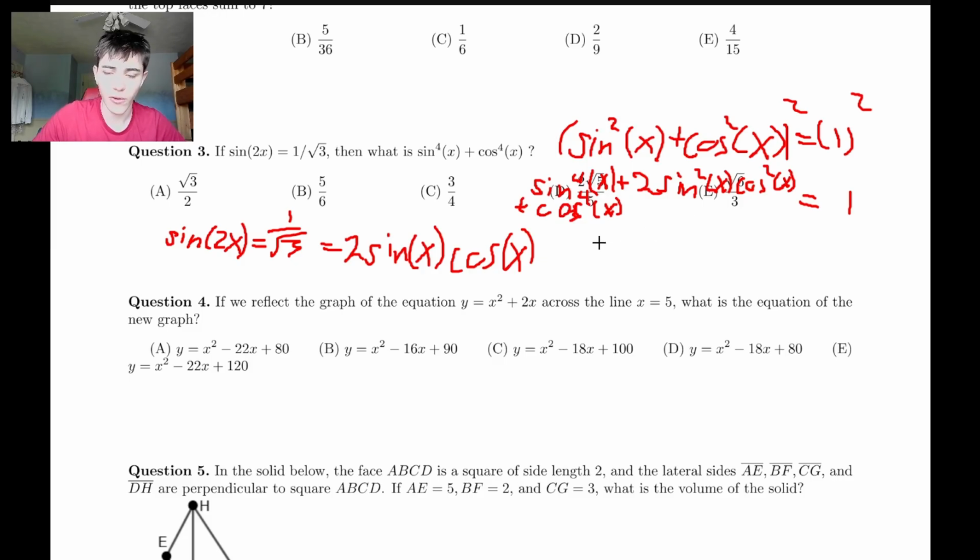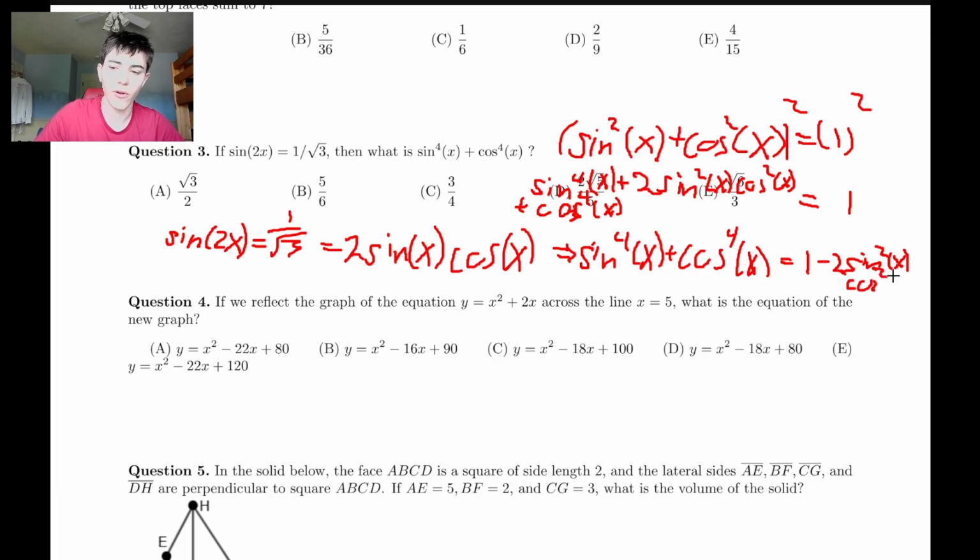Okay, so now what this means is that sine to the 4th of x plus cosine to the 4th of x equals 1 minus 2 sine squared of x cosine squared of x. Okay.